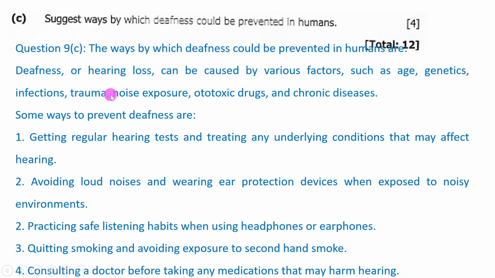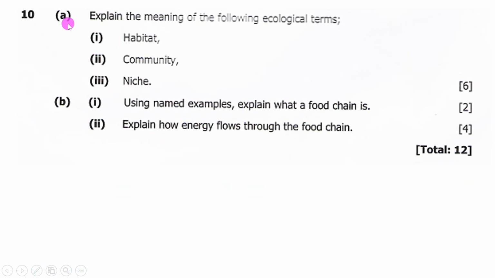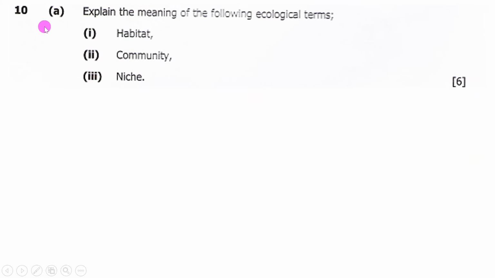Then let's go to question 10a, which says explain the meaning of the following ecological terms. Part 1, habitat. Part 2, community. Part 3, niche. Then B, part 1, using named examples, explain what a food chain is. Part 2, explain how energy flows through the food chain. So let's start with question 10a, habitat, community, and niche.